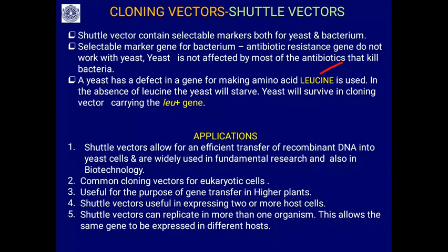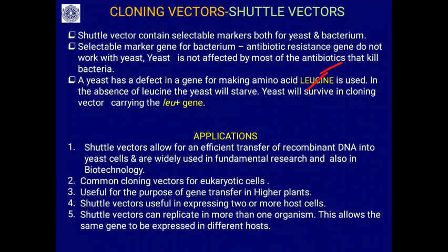But the eukaryotic yeast cell is resistant to so many antibiotics, so we cannot use that selectable marker if we grow this shuttle vector in yeast cells. To grow this shuttle vector in yeast cells, we need a different marker. It is usually the leucine marker, also called the leucine gene. You should know that the yeast has a defect in a gene for making the amino acid leucine.